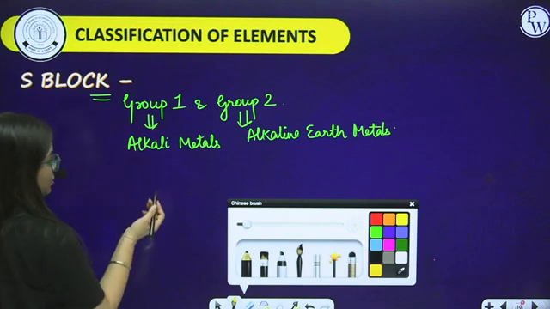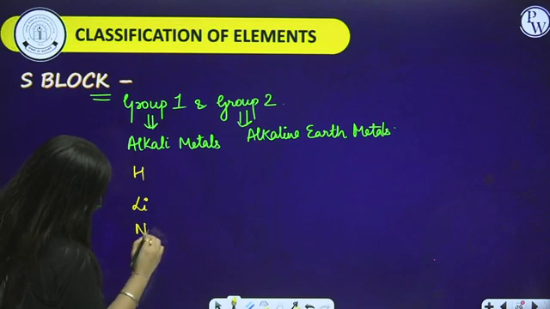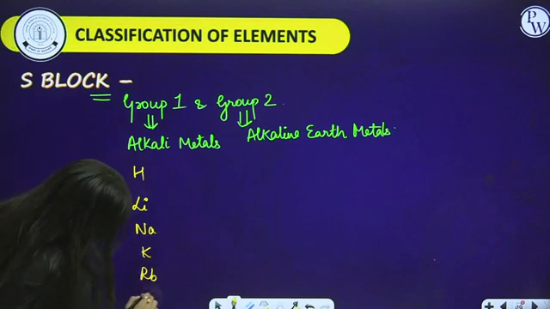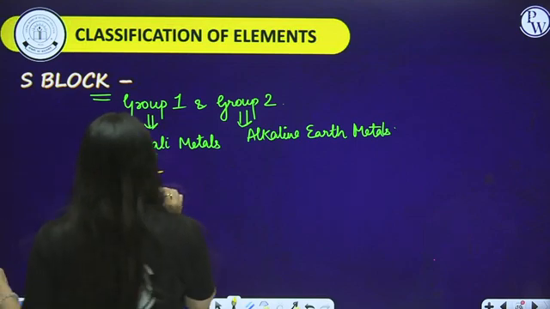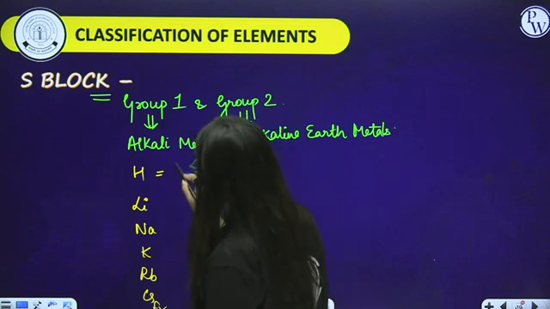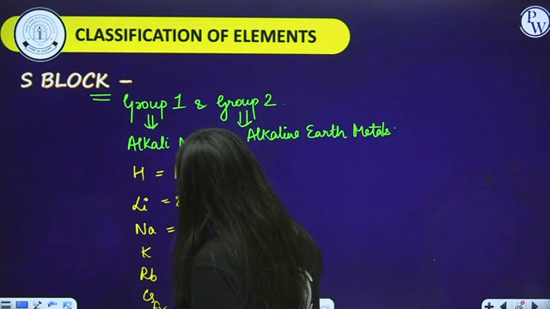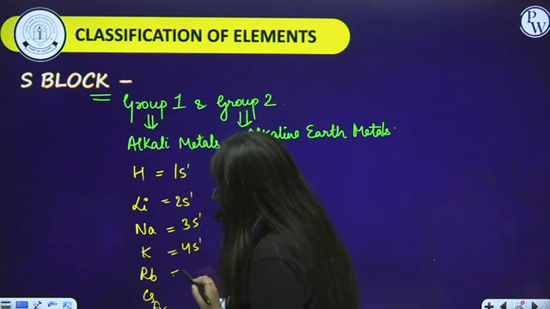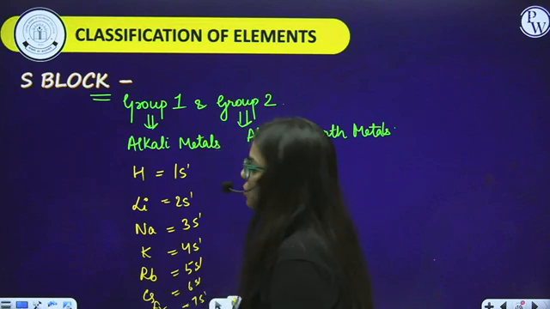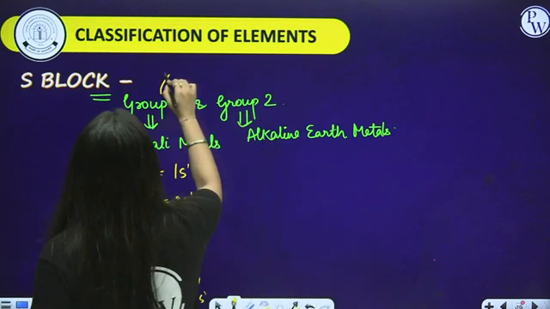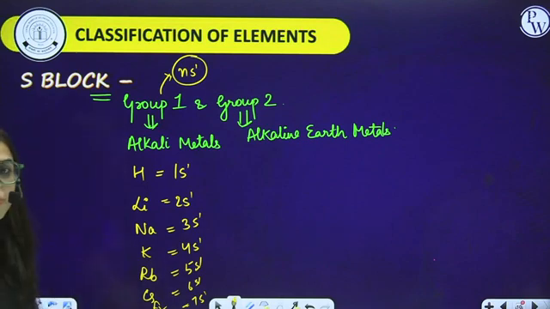Let us talk about the elements of this. These are the elements of group number 1. If I ask you the electronic configuration of all of them, it is going to be 1s1, then outermost 2s1, 3s1, 4s1, 5s1, 6s1 and then 7s1. These are the outermost electronic shell configurations. So if I ask you the outermost shell electronic configuration, it comes out to be ns1, for group number 1.